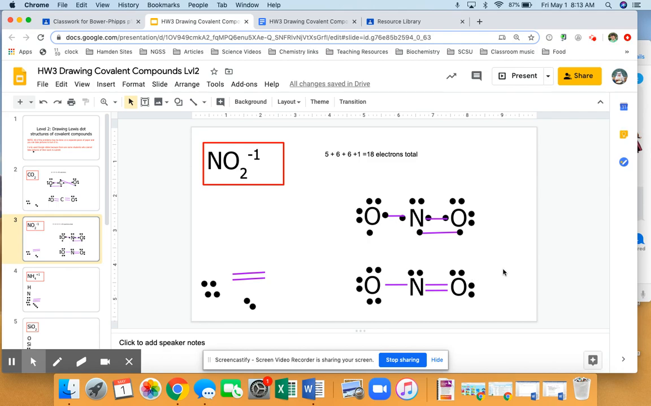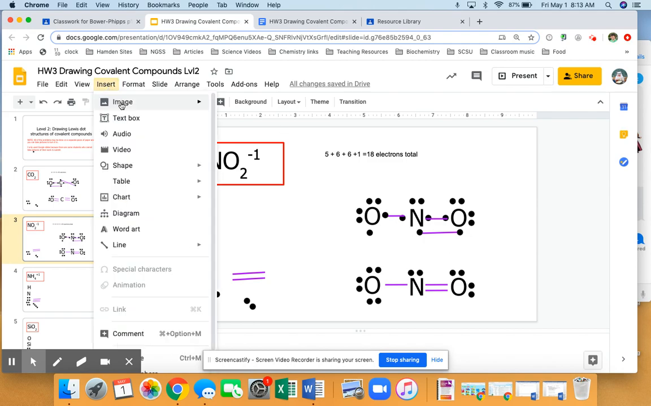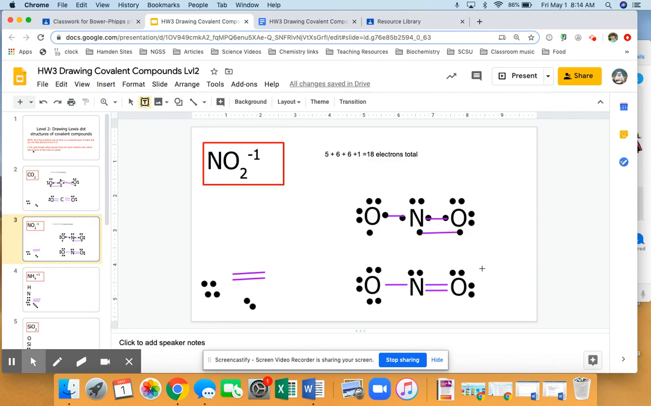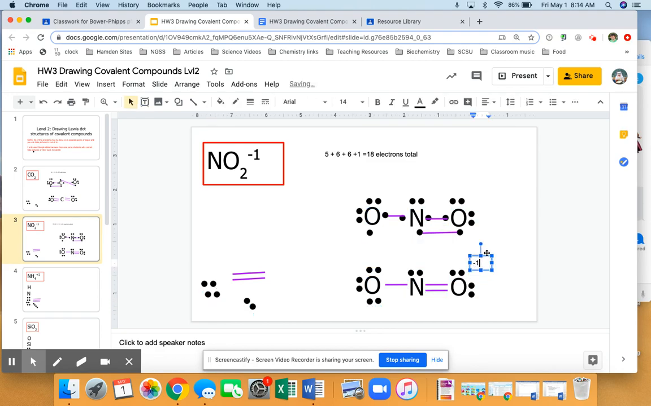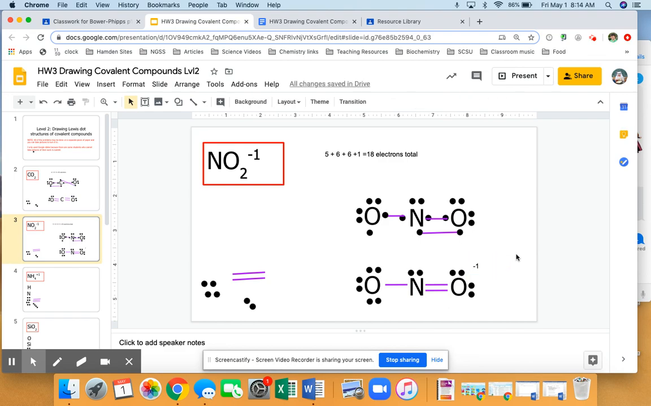Everybody's happy. To show that this whole thing has a -1 charge, I'm going to insert a text box to show that this one has a -1 charge. I'm going to put that right next to it to show that this has a -1 charge.